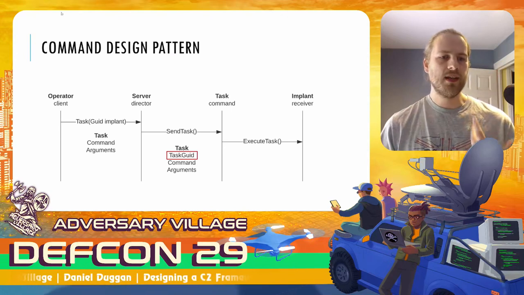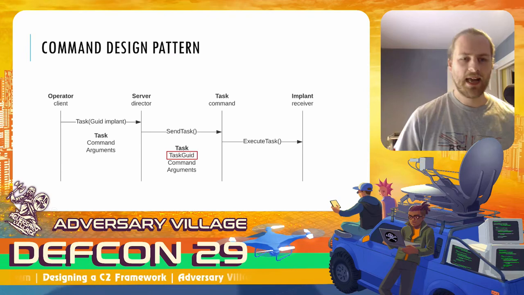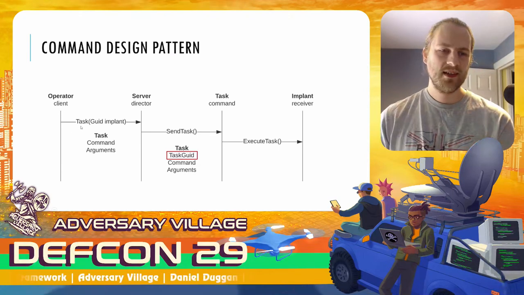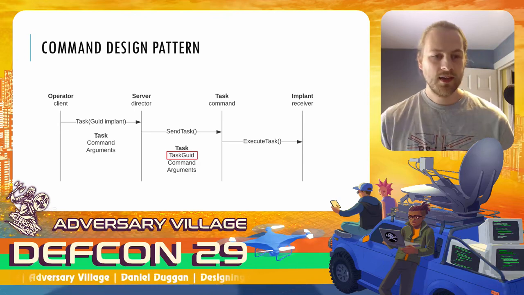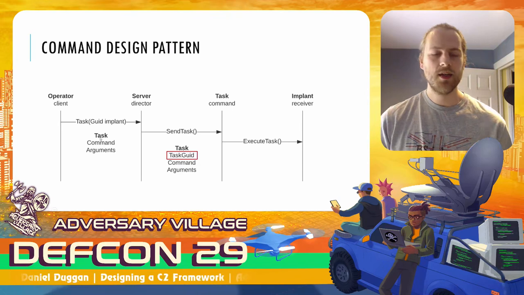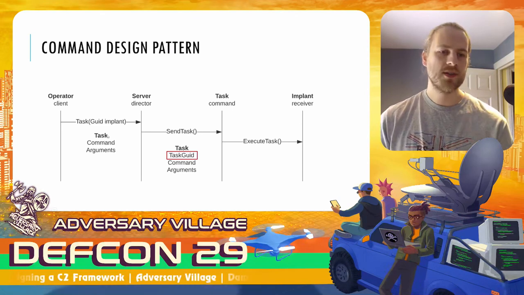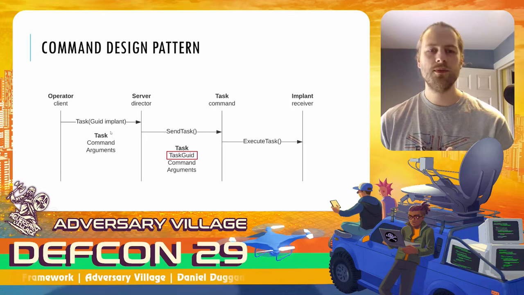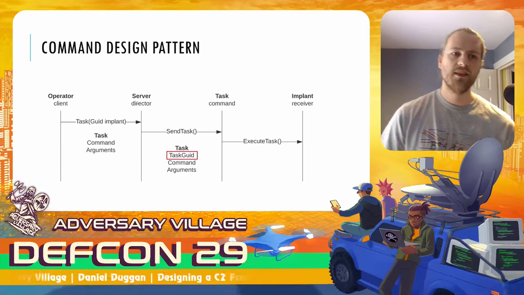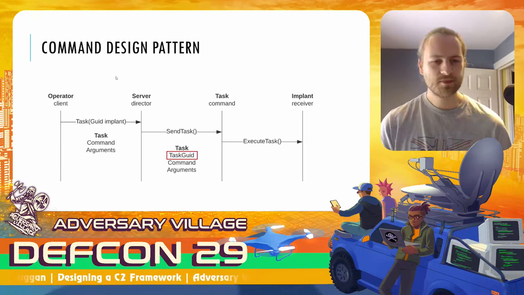So we have the operator, which is kind of like the client. And the operator wants to send a task to an implant. So you're probably going to send some information, maybe over an API. You're going to post this data to your team server, which is kind of like the director in this design pattern nomenclature.